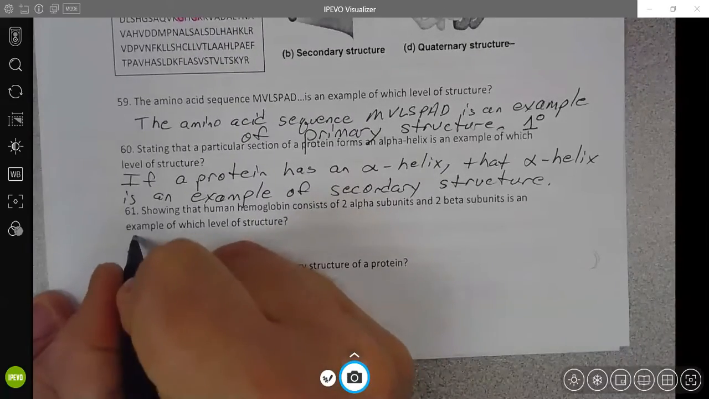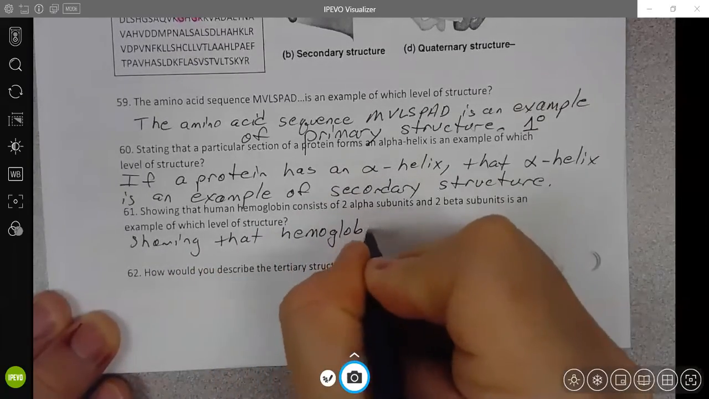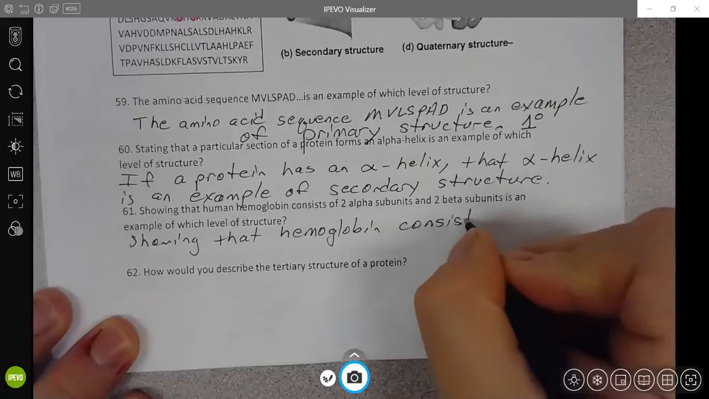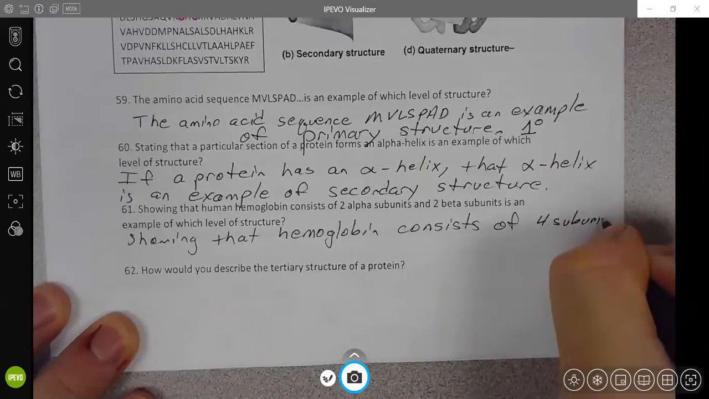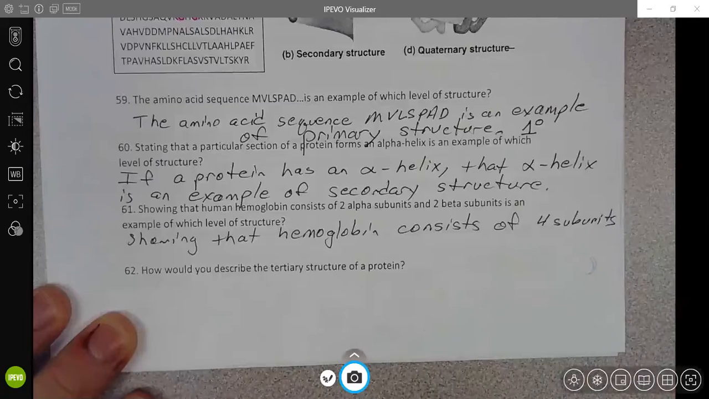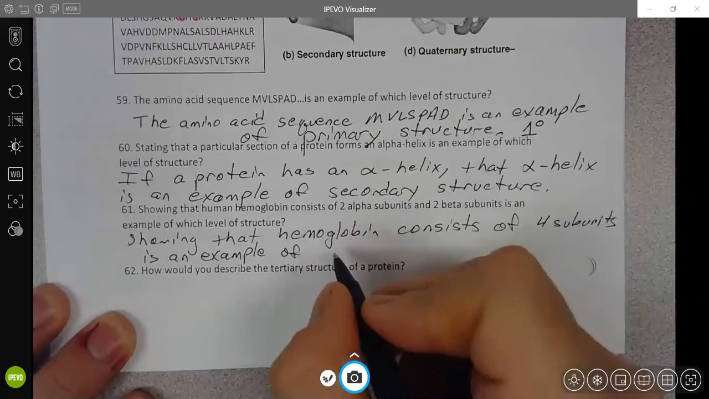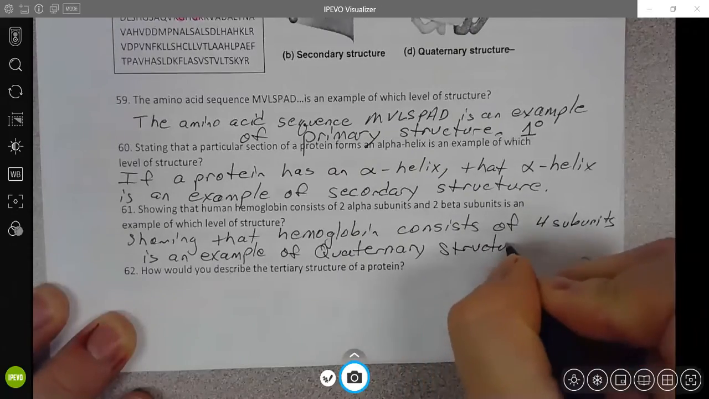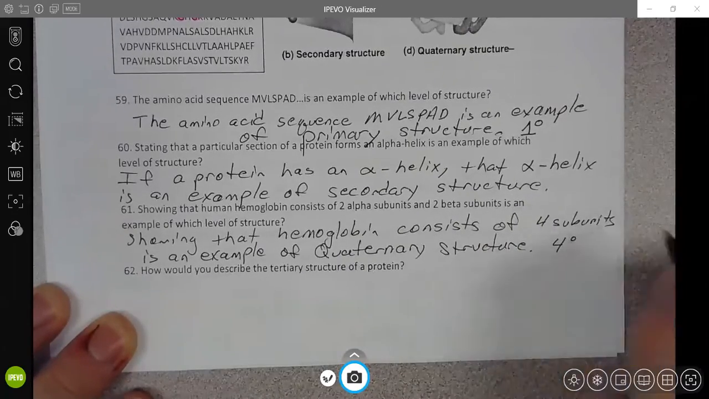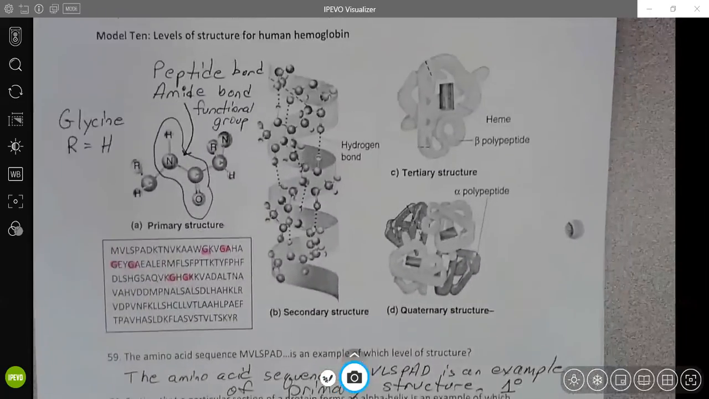So showing that hemoglobin consists of, and I'm going to summarize this and say four subunits, rather than stating which ones they are specifically, showing that hemoglobin consists of four subunits is an example of quaternary structure. And again, quaternary we could show with a four and a degree symbol. Secondary we could show with two and a degree symbol. And then 62 is a little more open-ended. How would you describe the tertiary structure of a protein?